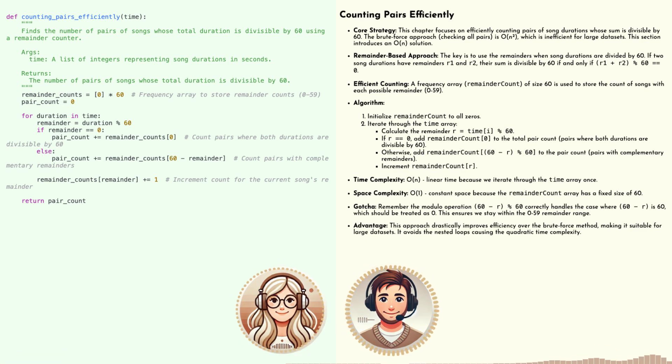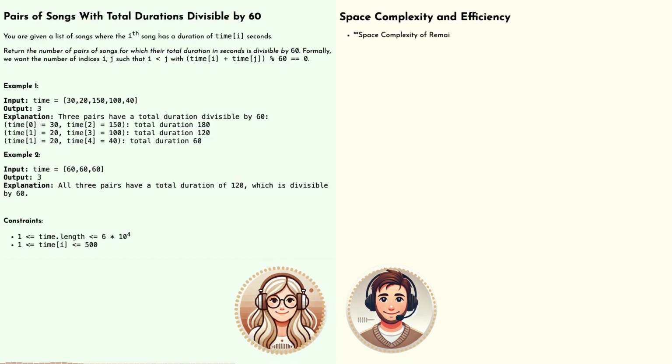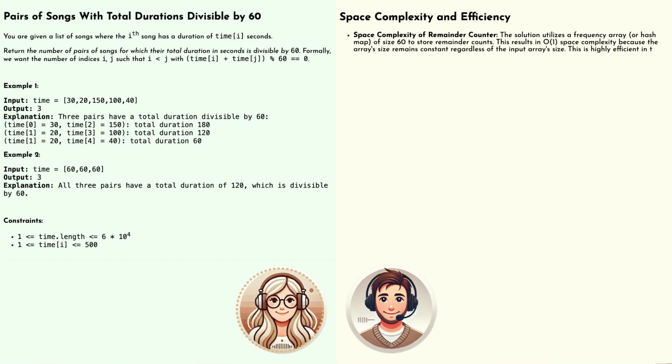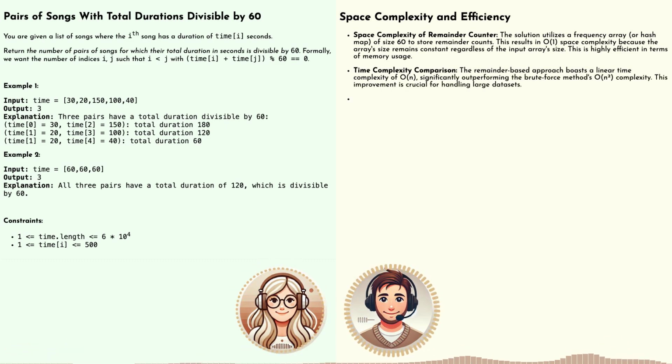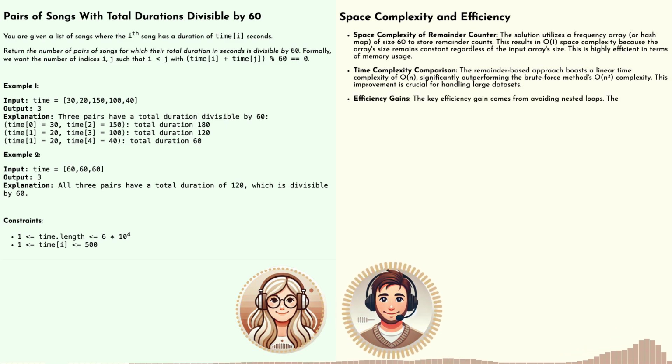So we go through each song, calculate the remainder, check for the complementary remainder, add that count to our pair count, and then update the count for the current remainder. Nailed it. And think about it. We're only going through our list of songs once. No nested loops, no comparing every song to every other song. That's why this is so much faster than brute force. It all boils down to that remainder trick.